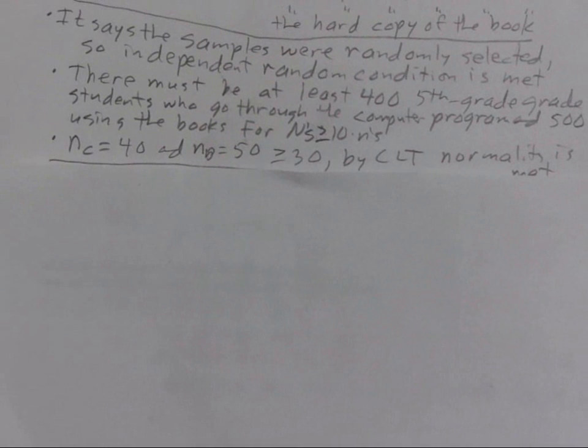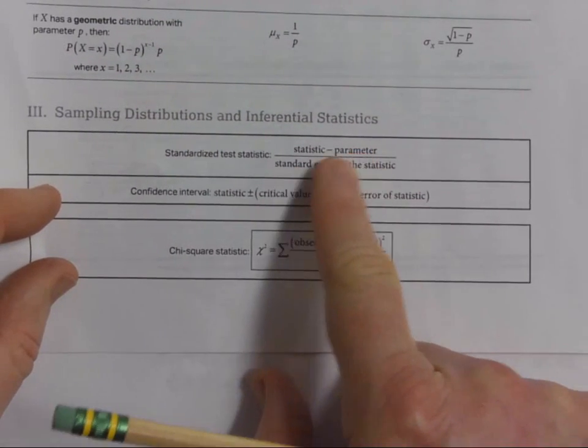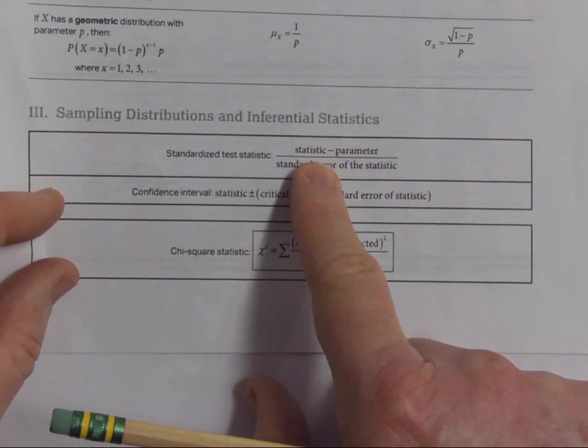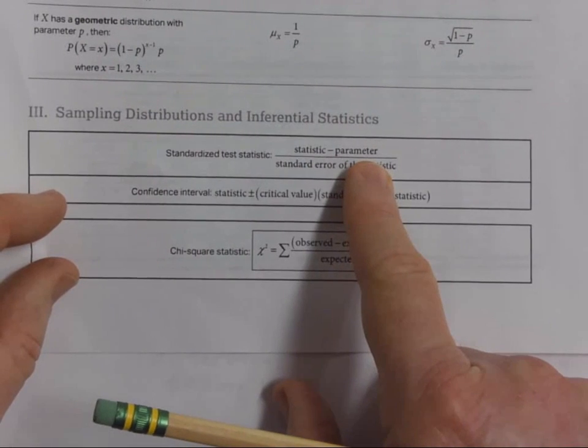I'm going to, first of all, on your formulas, and you can use your calculator, but you do have to understand how to do this by hand, which I'm going to show you. So we have to find our test statistic. Any test statistic on your formula sheet is statistic minus parameter over standard error of the statistic. Our statistic here, well, there's two of them, and we're going to subtract them. And our parameter is, in essence, just going to be 0.